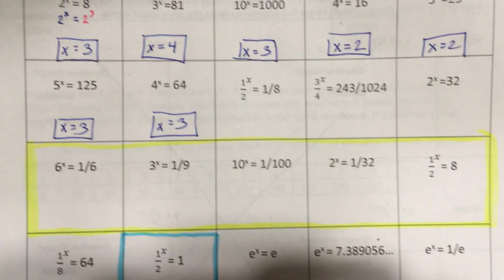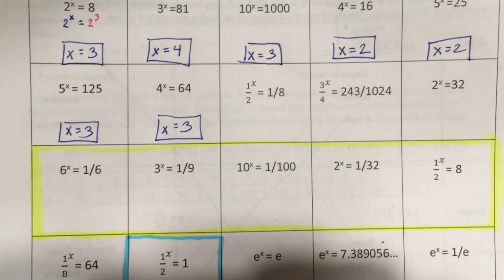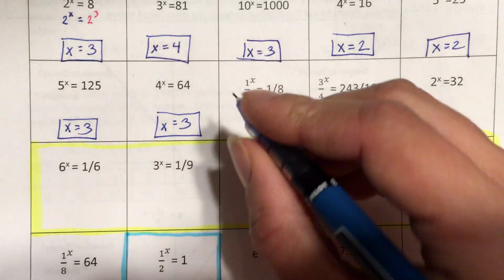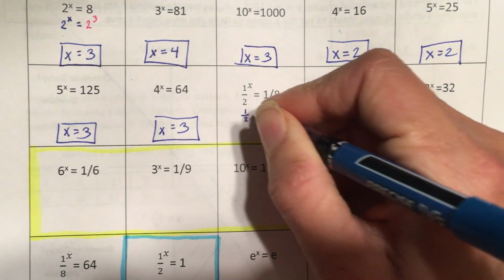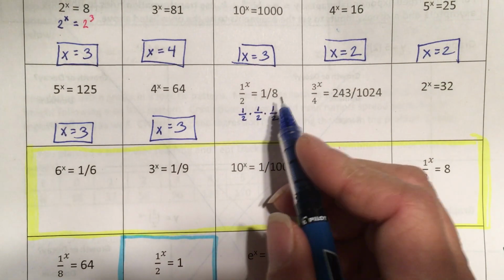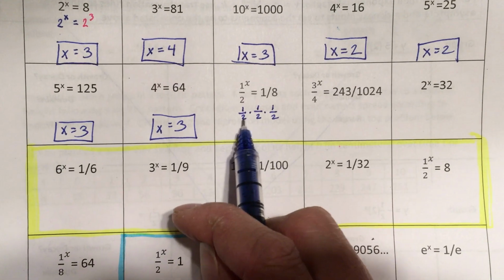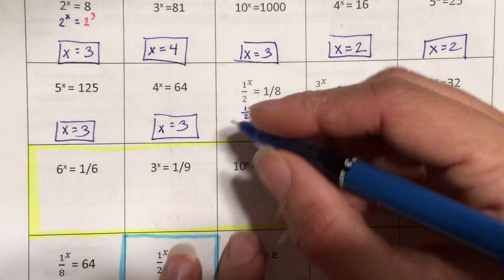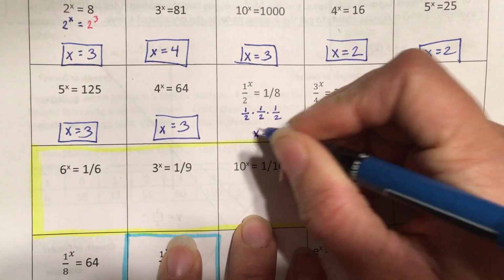Now on this one, 1/2 to the x equals 1/8. If you were a little unsure on this one, think about the expansion. If I take 1/2 times itself multiple times, in order to get that denominator of 8, we would multiply 2 times itself 3 times. So x would be equal to 3.